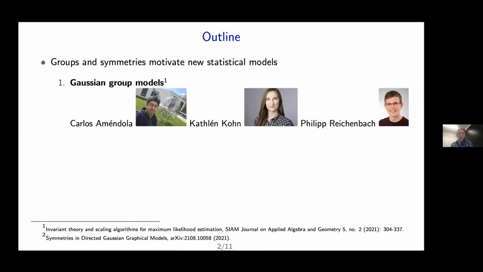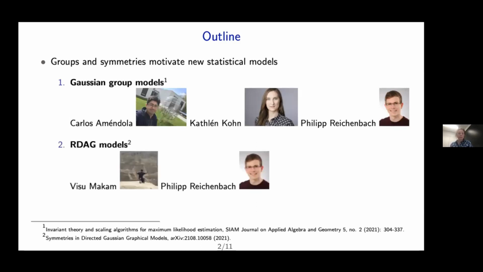Today I'm going to focus on how groups and symmetries can be used to motivate new statistical models, which has also been quite widely studied in the past few decades. I'll focus on two examples from my own collaborations. The first is Gaussian group models, which is joint work with Carlos Améndola, Kathleen Cohn, and Philip Reichenbach. The second is what we call RDAG models, joint work with Visu Makam and Philip Reichenbach. Today I'm going to be talking mostly about RDAG models. I'll mention Gaussian group models briefly at the end, but this project arose as a follow-up to these ideas in the Gaussian group models paper. Here are the references at the bottom of the slide.